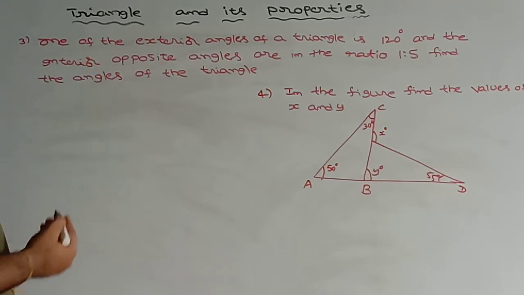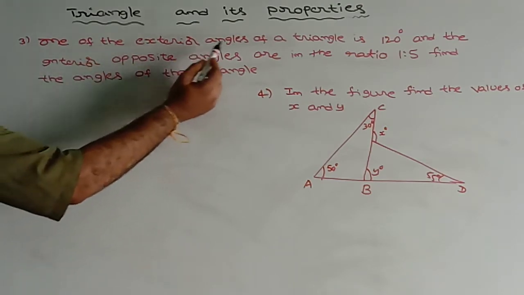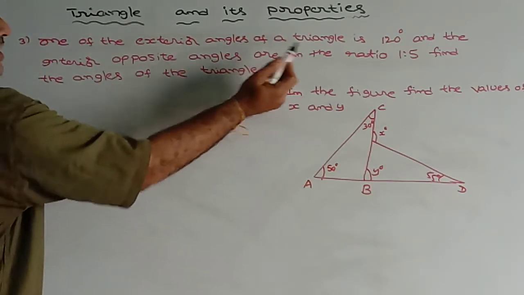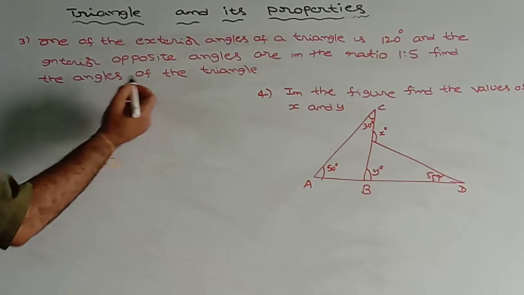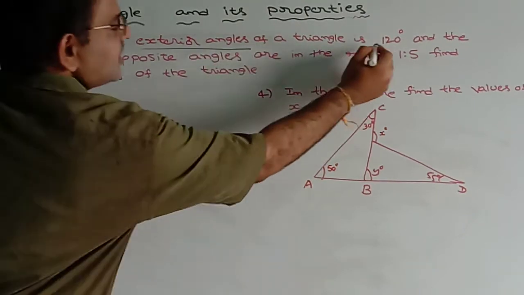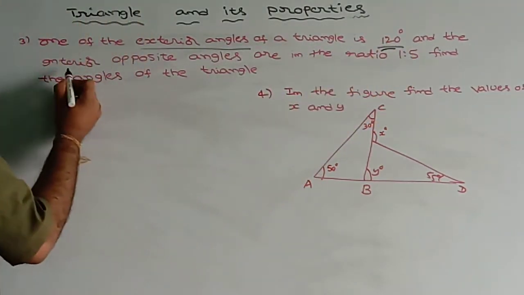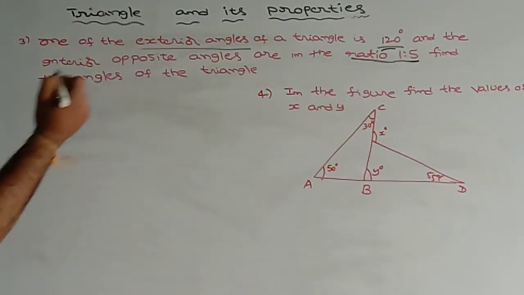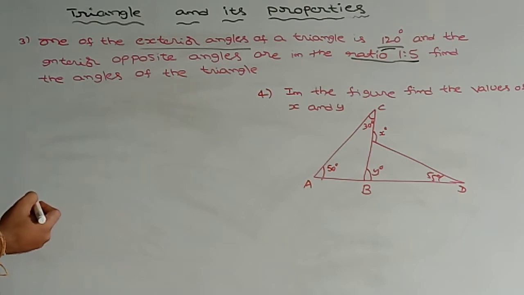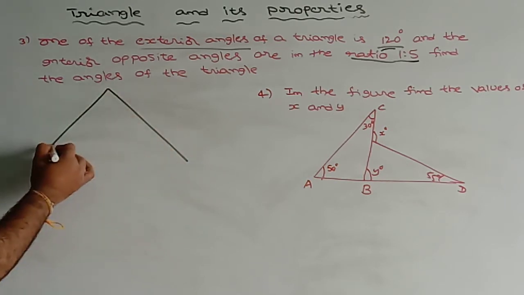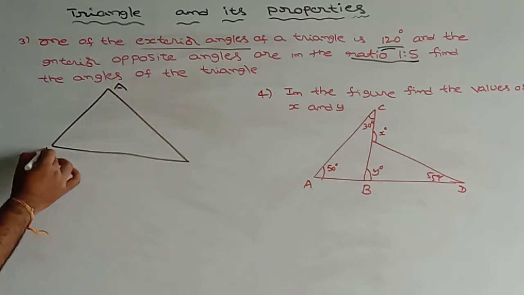Now, once you observe this problem: one of the exterior angles of a triangle is 120 degrees and the interior opposite angles are in the ratio 1:5. Find the angles of the triangle. Here very important is the exterior angle. How much is given? 120 degrees. And the interior opposite angles are given in a ratio, not by measurements. The ratio of the angles is given. When this type of question is given, immediately draw the figure. You draw the figure. This is triangle ABC, for suppose.